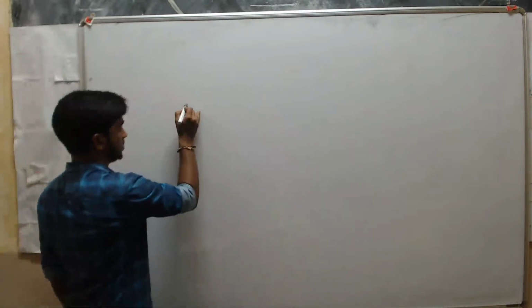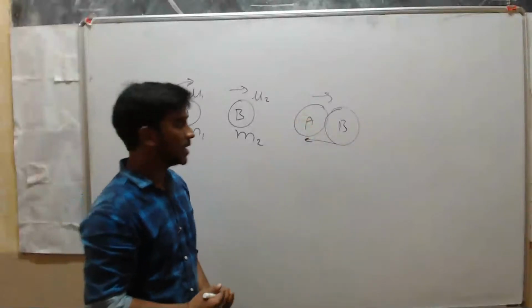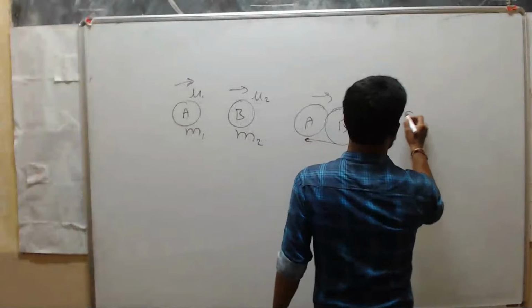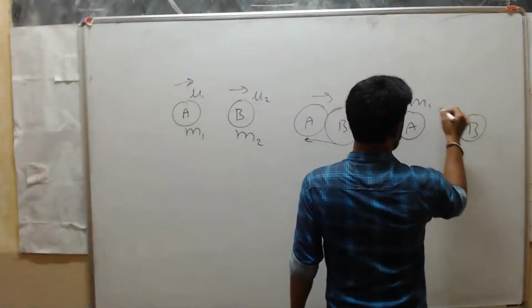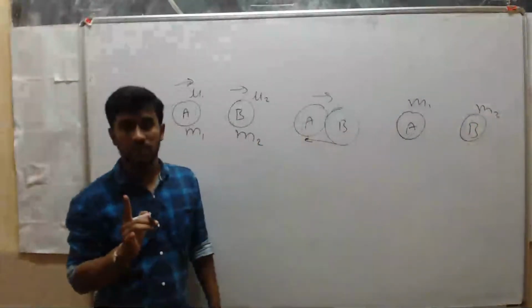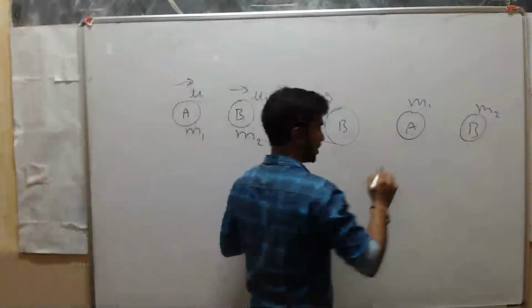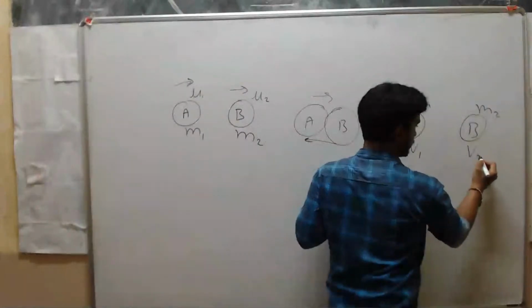So now, take two objects. I'll take this as A and this as B. After collision, once again both will separate from each other, right? Mass remains the same. But what about velocity? Definitely velocity changes. So I will take the velocity of this object as V1 and this object as V2.